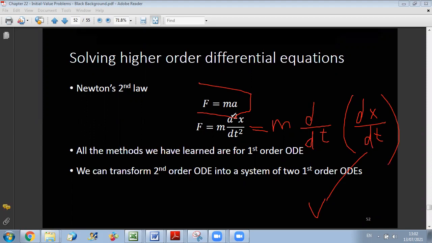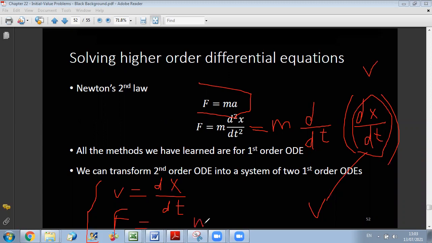Okay. So now instead of having one second order differential equation, I can replace it by two first order linear equations. The first one is v equals dx by dt. And the second one is, if I replace in this equation dx by dt by v, I will get that f is equal to m times dv by dt.